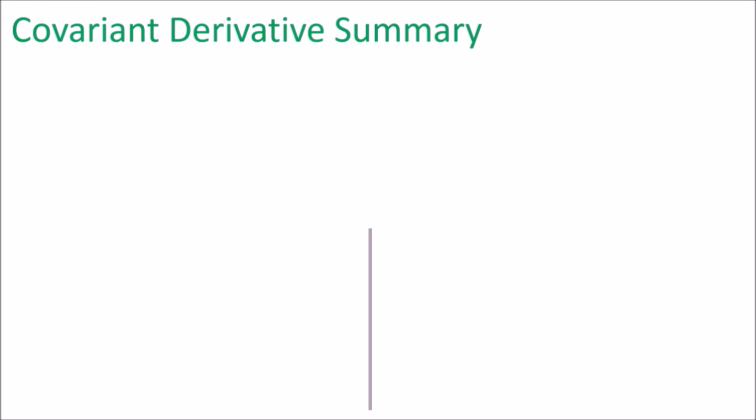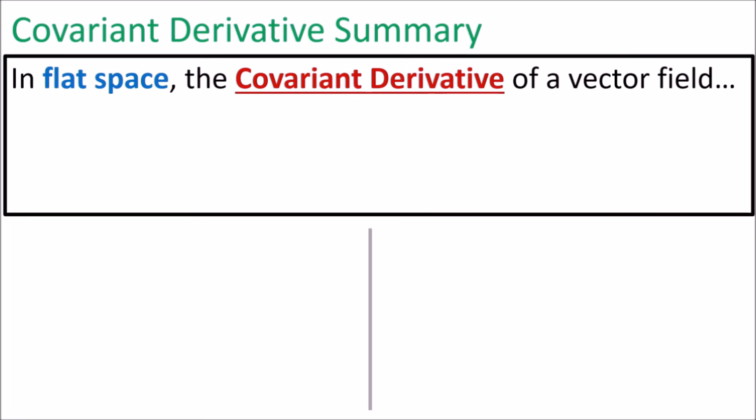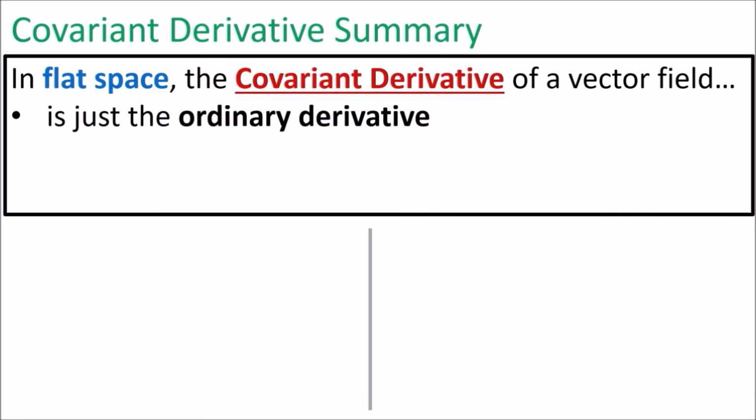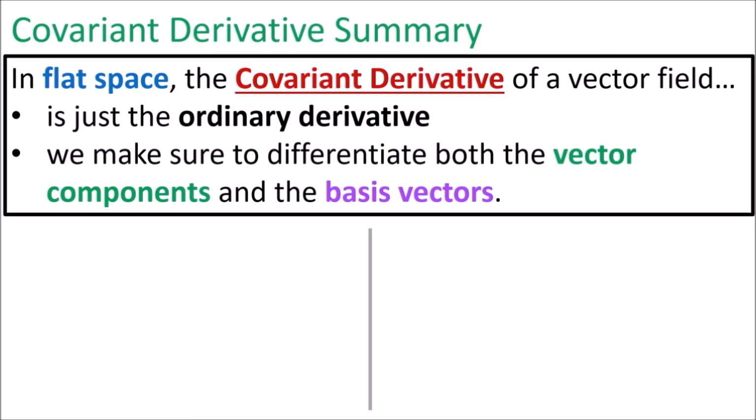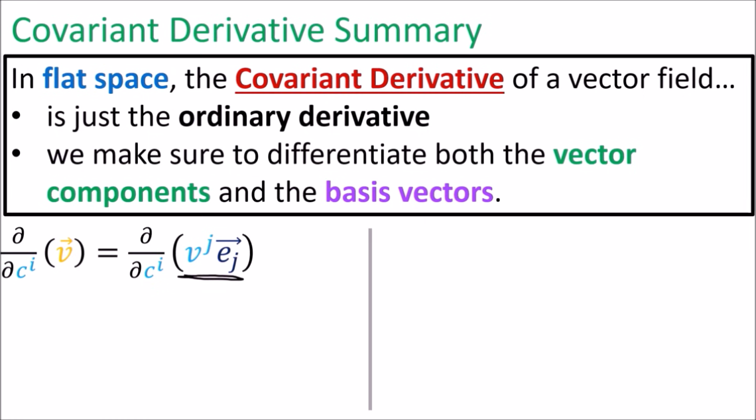So in the previous video, I told you that in flat space, the covariant derivative of a vector field is just the ordinary derivative, where we make sure to use the product rule to differentiate both the vector components and the basis vectors. So if we want to differentiate a vector field v, we expand the vector field out as a linear combination of basis vectors and use the product rule to take this derivative, which gives us both a component derivative term and a basis vector derivative term.